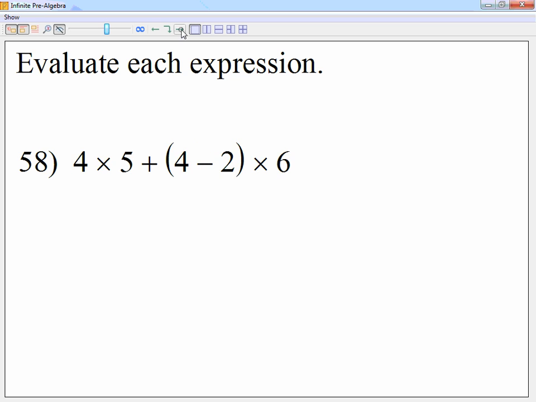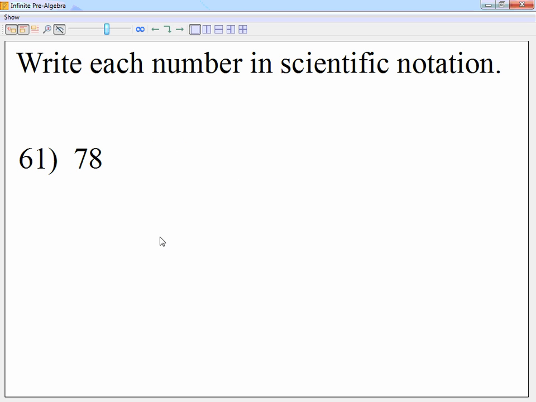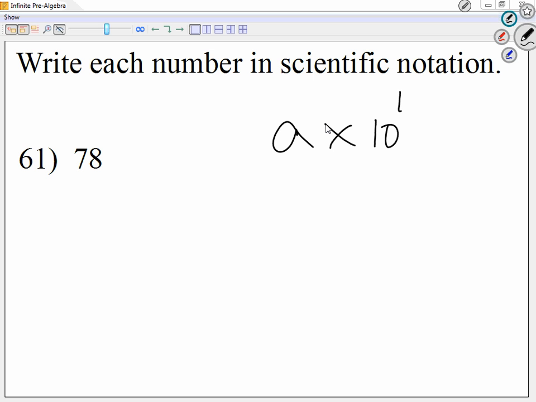All right, now looking at 61, write each number in scientific notation. Remember scientific notation, when I covered this, I called it A times 10 to the B. And if I moved to the right, it was going to be a positive B. If I had to move to the left, it was going to be a negative B. And I said my A has to be less than 10 and greater than or equal to 1. So basically my number has to be between 1 and 10.